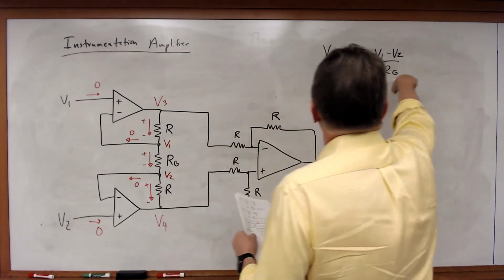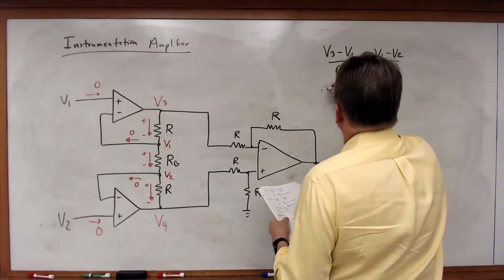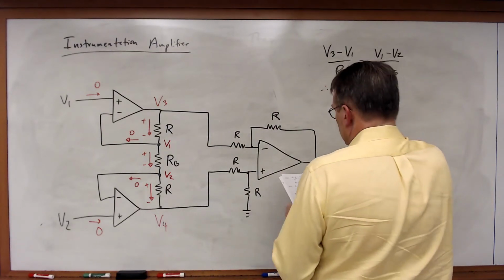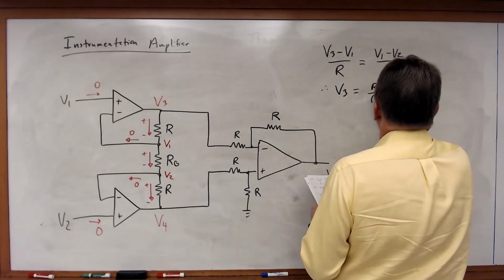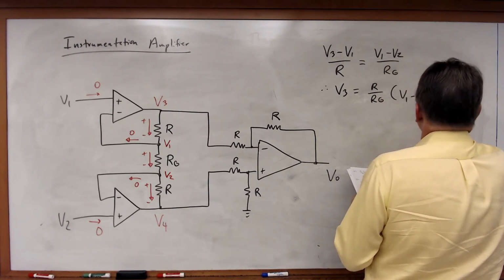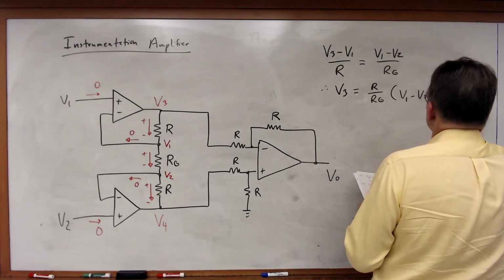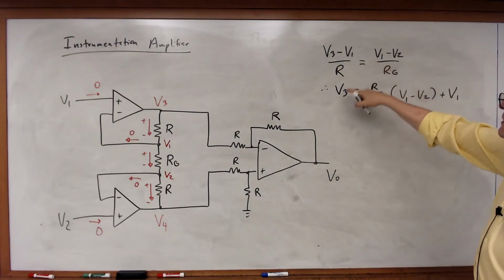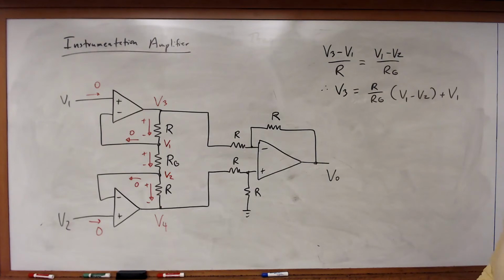And if I do a little bit of rearranging of terms, what I will get is that V3 is equal to R over RG times V1 minus V2 plus V1. So I just took this and did a little bit of algebra to get that result.